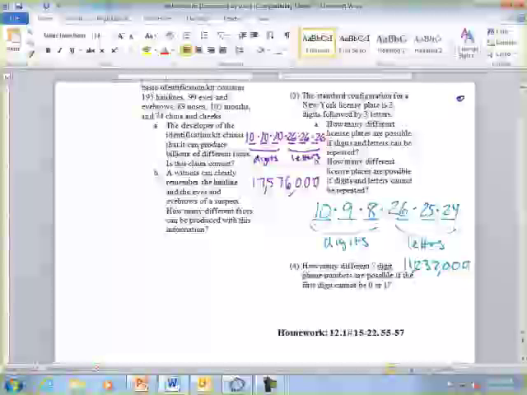How many different 7-digit phone numbers are possible if the first digit cannot be 0 or 1? So if that first number can't be 0 or 1, how many things could the first digit be? 8. How many numbers could we put in the second place in the phone number? Any of them, because it doesn't give us any restrictions on the second number. What about the third number? 10, and all the rest 10, because you're allowed to repeat numbers in a phone number.